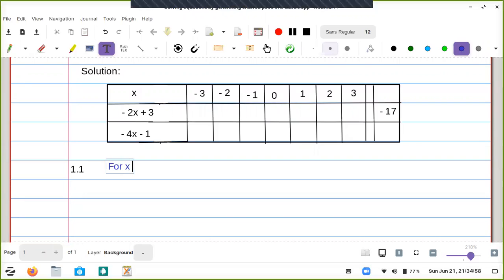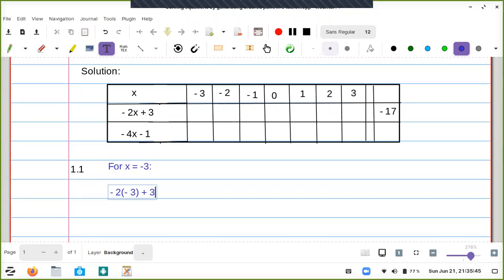equals negative 3. For x equals negative 3, what is going to be the value that we are going to come up with from this one here? So we are now going to substitute that value. It's negative 2, and since we are substituting x, our x is negative 3, so I'm going to substitute that value there. Plus 3.